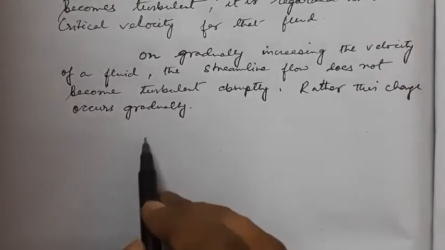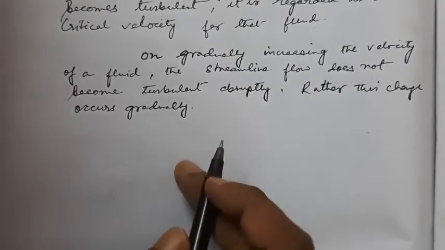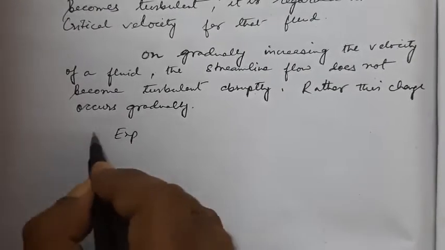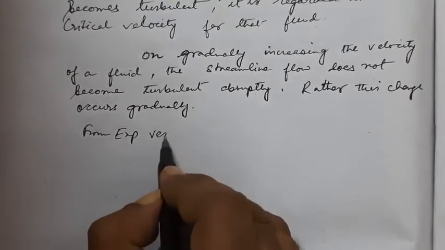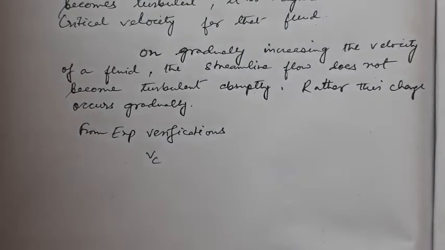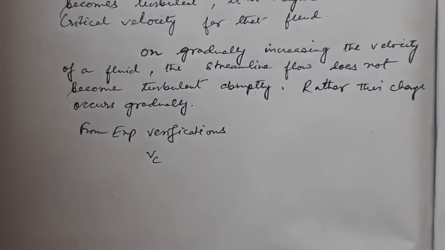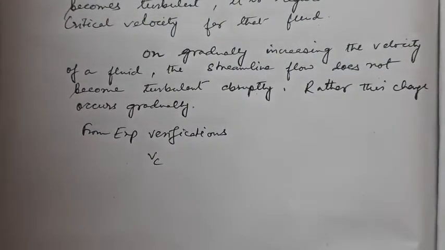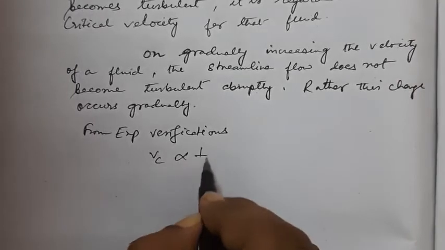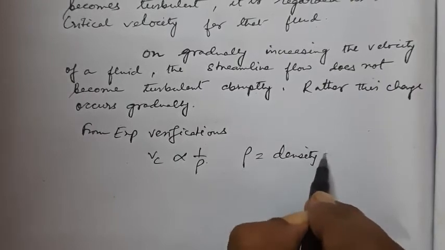depends. So if you can write now, the dependency factors have been found out from experimental verifications and not from anything else. So, experimental verifications: critical velocity, you can write Vc. This is Vc. So critical velocity is inversely proportional to the density of the fluid. So rho, suppose we take it to be the density of the fluid.